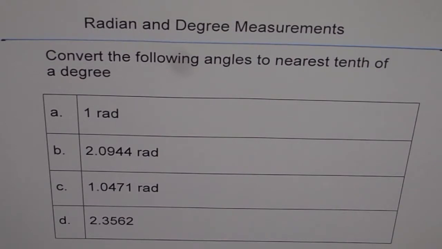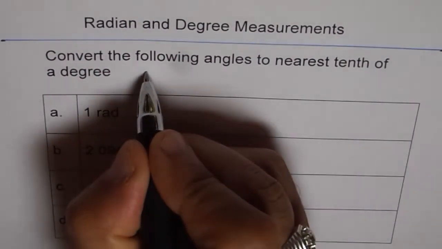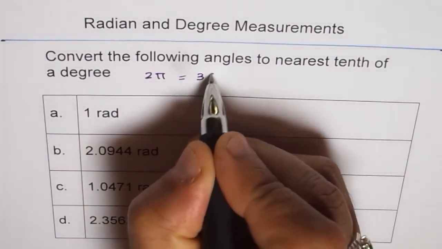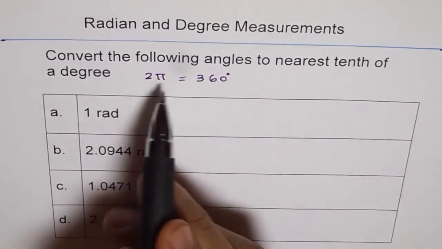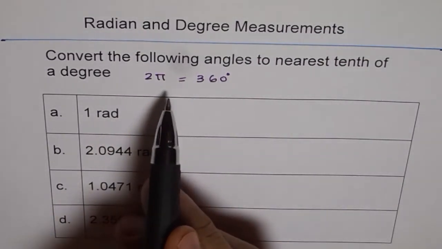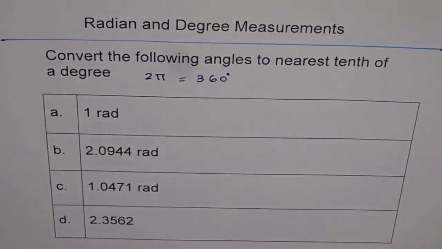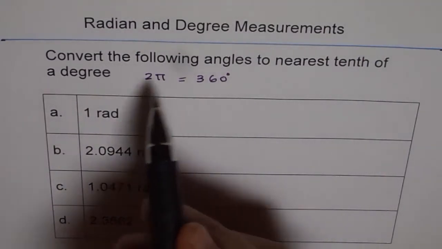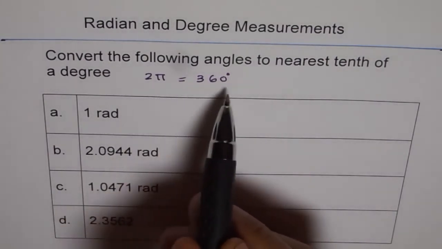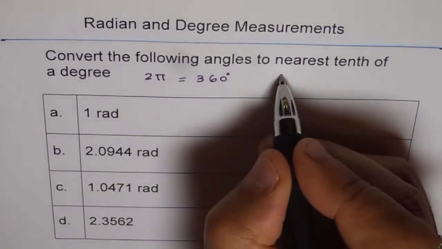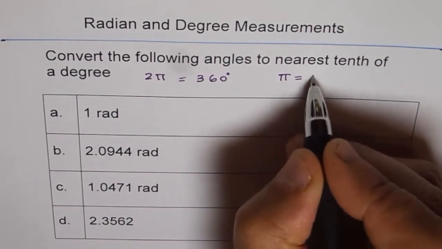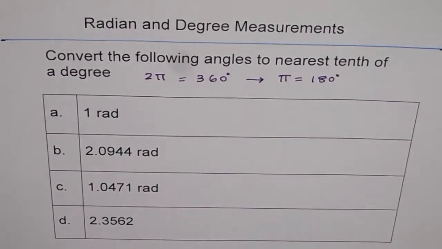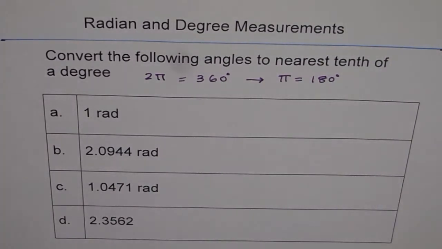Now, how to convert radians to degree? You know that 2 pi is one full circle, which is equals to 360 degrees, right? So 2 pi radians, I'm not writing radians, it is understood. So 2 pi is equals to 360 degrees. If I divide both sides by 2, I get pi equals to 180 degrees. And that is the relation which I am going to use here to convert radians to degrees.